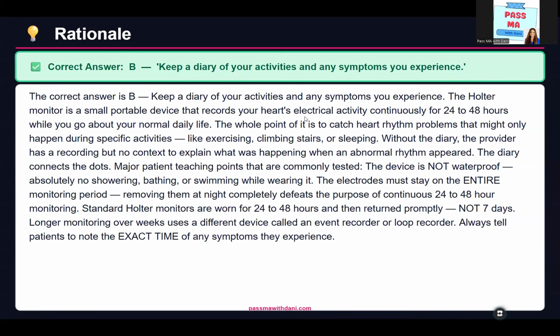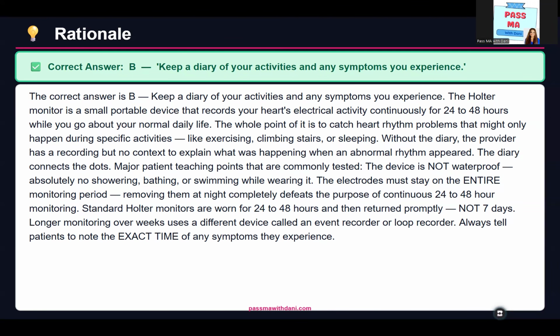All right. For question 21, if you said B, to keep a diary of your activities and any symptoms you experience, then you are correct. Now, the Holter monitor is basically a small portable device and it records the electrical activity of the heart. The average time frame that patients wear them can be up to 48 hours, not a minimum of 24. It's going to be about 24 to 48. You may find that patients will wear them longer, depending upon what the provider's looking for. But for exam testing purposes, they wear a Holter monitor between 24 to 48 hours.